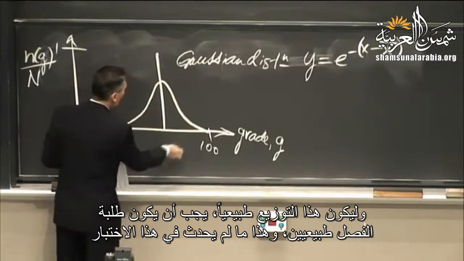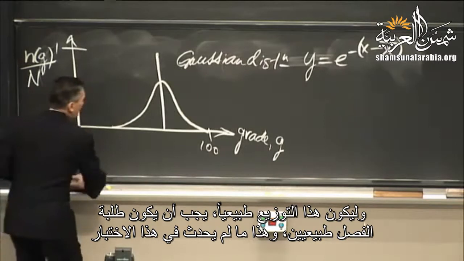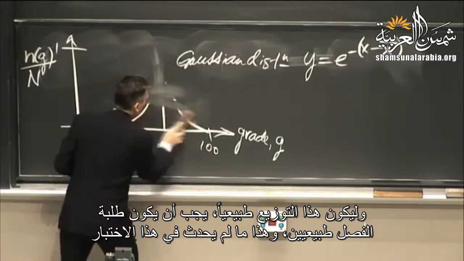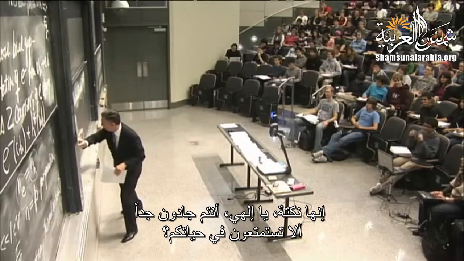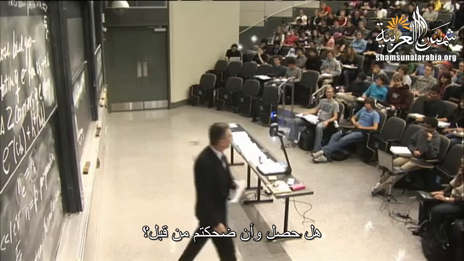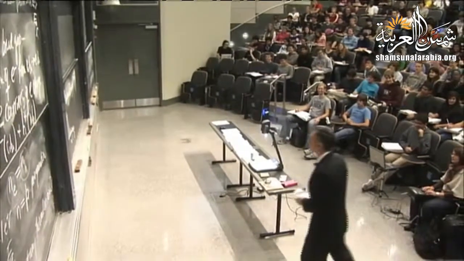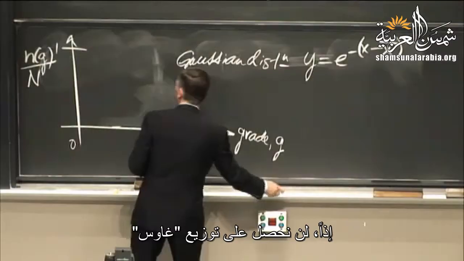Now, to have a normal distribution, you have to have a class of normal people, so that didn't happen on this test. That's a joke. God, you're so serious. Have you no fun in your lives? Have you ever laughed? Overachievers, you.